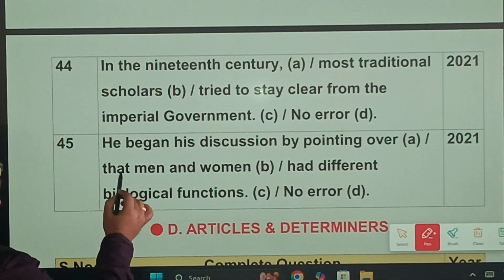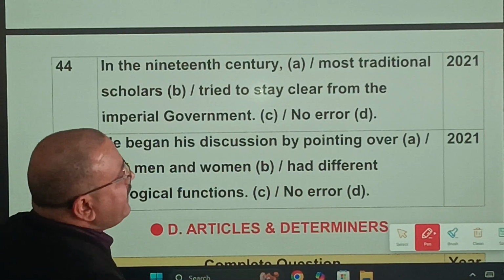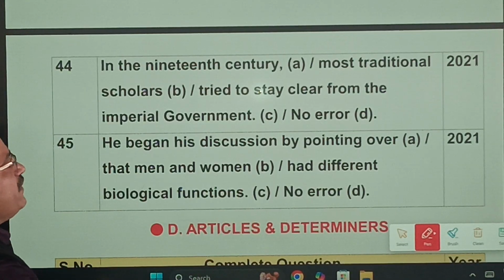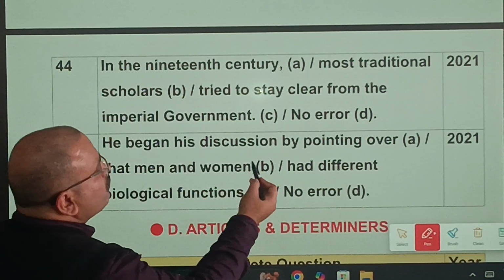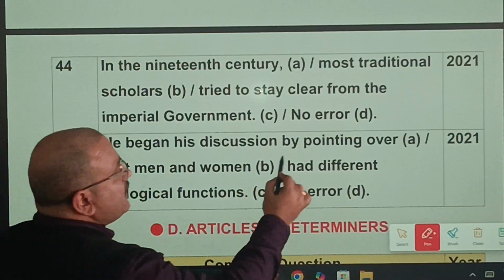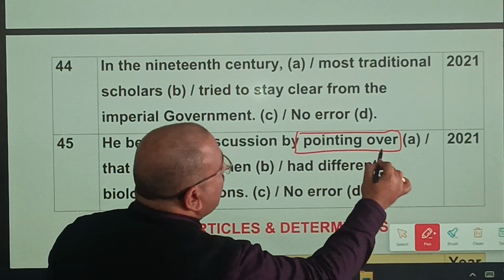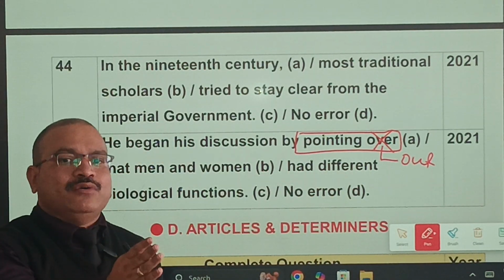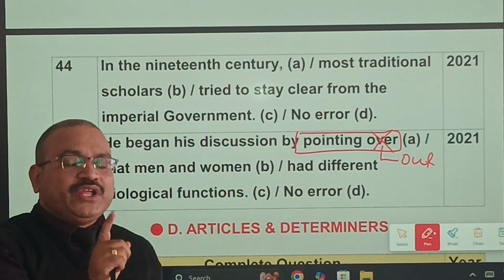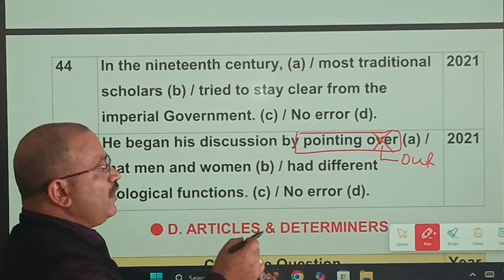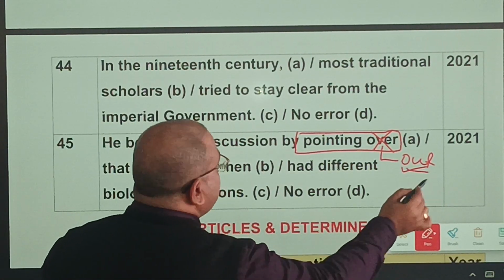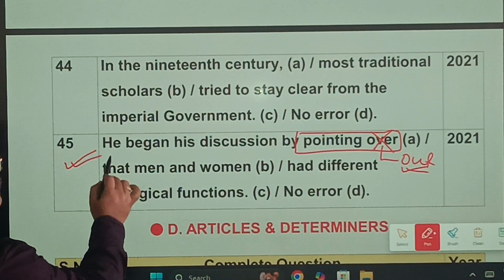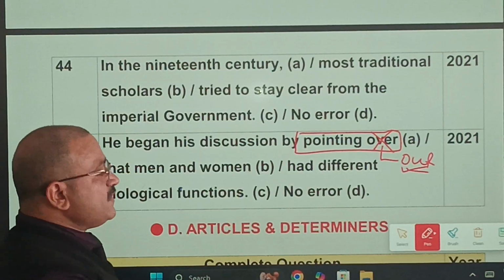Next. He began his discussion by pointing over that men and women had different biological functions. What is the correct phrase? Pointing out. Point out. To indicate something, we use point out, a phrasal verb. We don't use point over. So over is wrong, and pointing out would be the correct one. So we have discussed a total of 45 questions. Now let us move to the next topic.